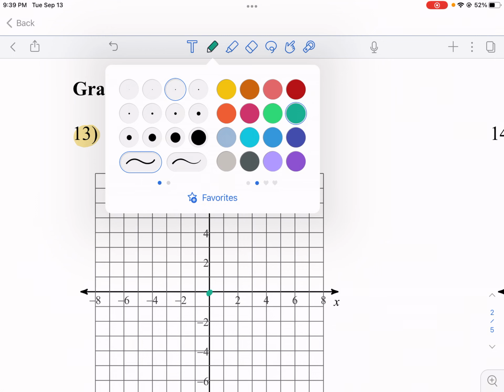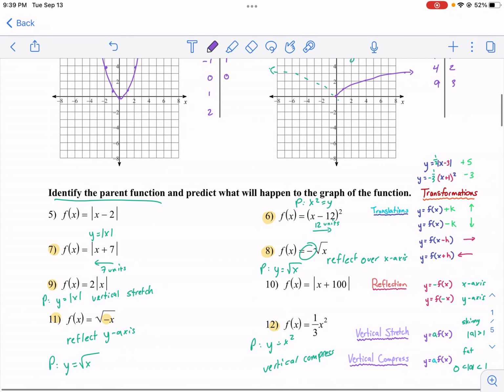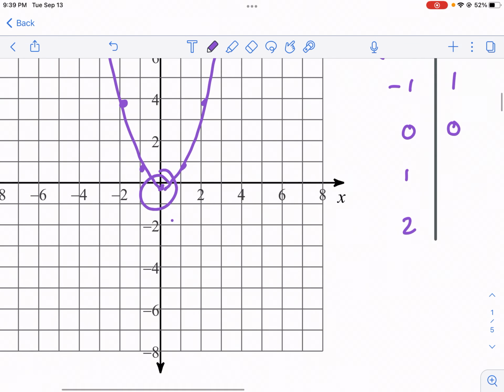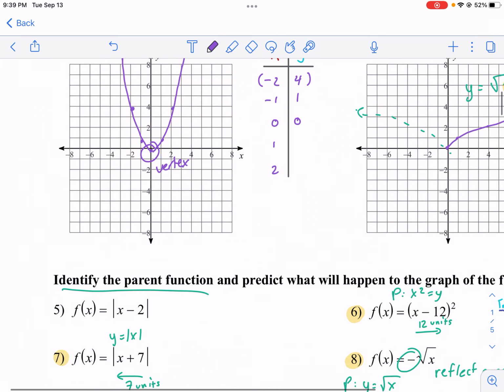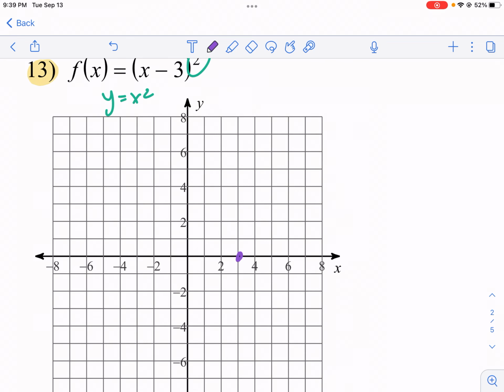I'm going to change to purple, actually, too. I'm going to start 3 units to the right. That's right here. I forgot a point of interest. This vertex is kind of important. You want to know where that vertex is, where it comes together before it goes in the other direction again. That's where we're going to center this parabola.